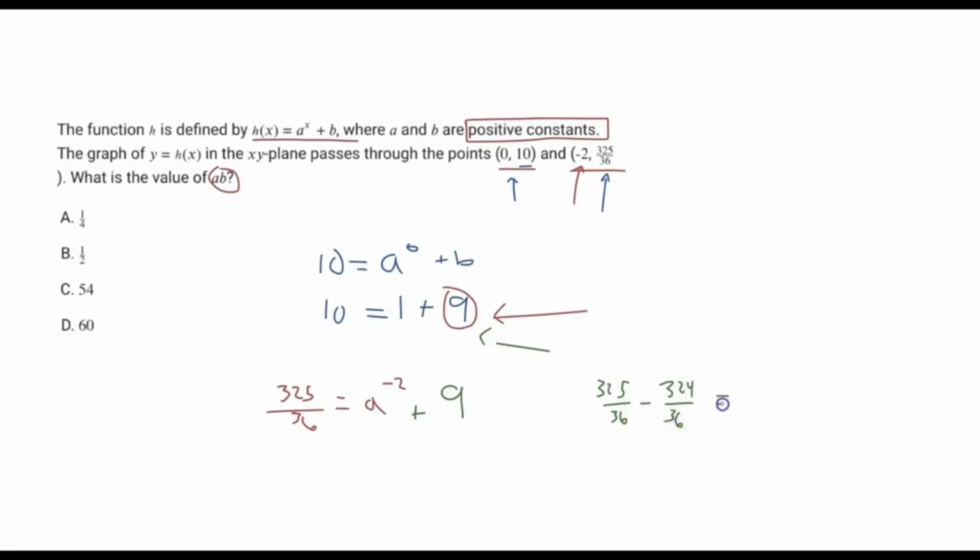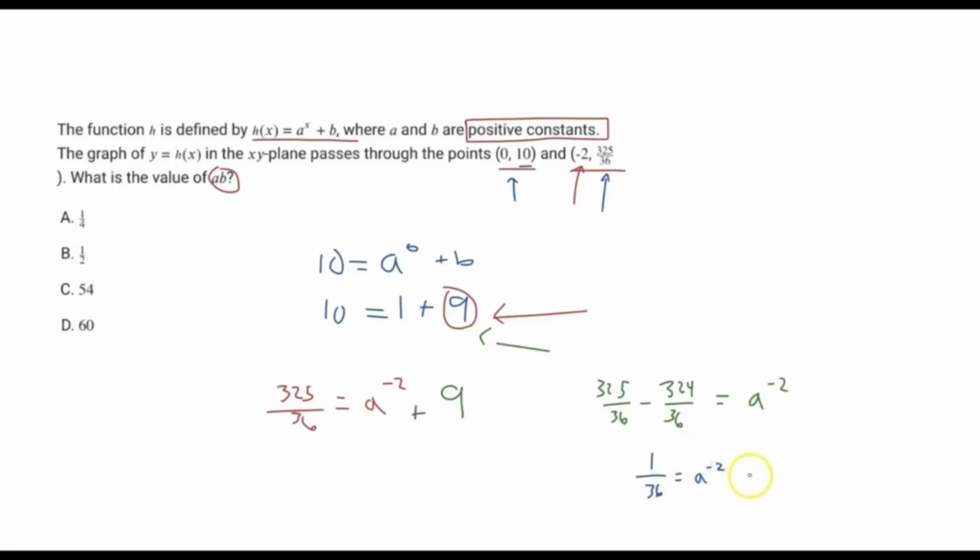And this will be set equal to a to the power of negative 2. And so if we want to solve for a here, let's simplify the left side. That is going to be 1 over 36 equals a to the power of negative 2. And you can plug this into Desmos and solve it, but here there's just exponent properties.